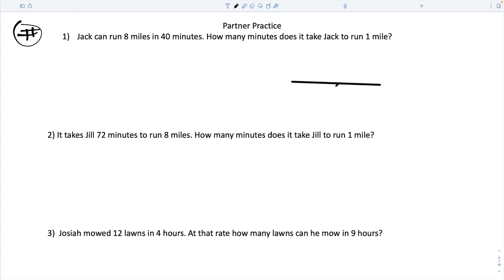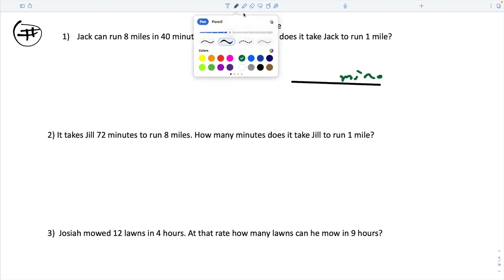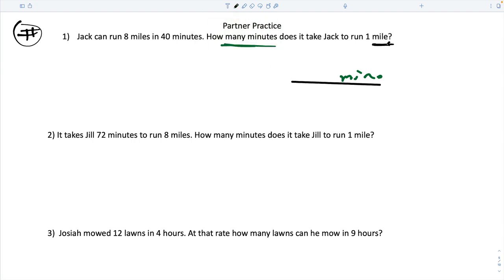What unit goes on the top for this one, Curtis? Am I putting minutes or miles? I think minutes. How many minutes? That's what I'm looking for in the answer. So minutes goes on the top. That means, Miranda, what's the unit for the bottom? Miles. Yeah. With that setup, what are the given rates going to be set up as?